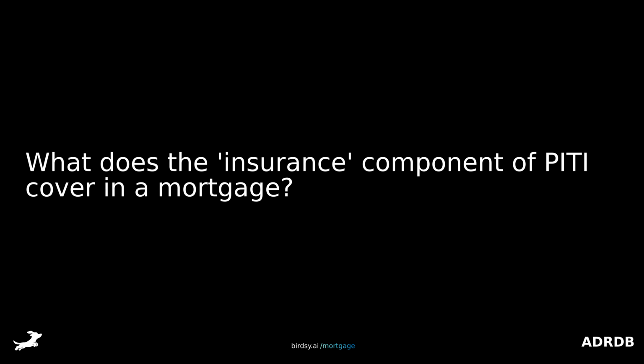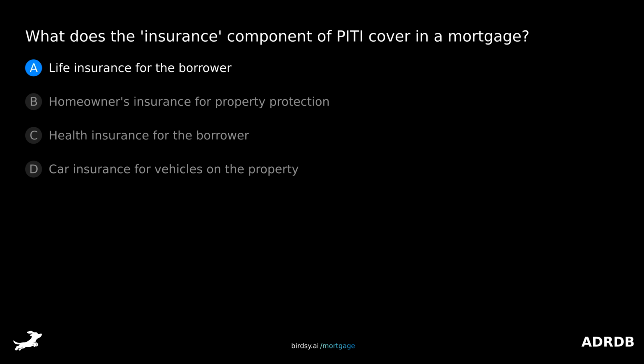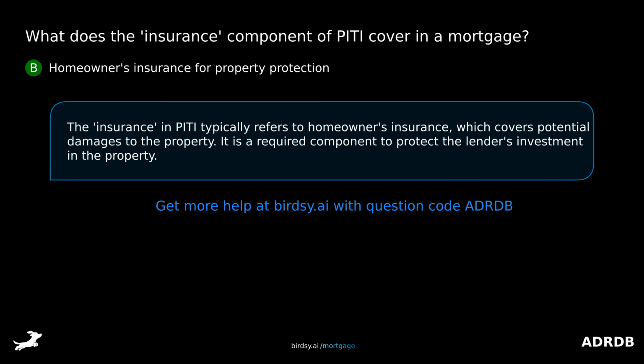What does the insurance component of PITI cover in a mortgage? Is it A, life insurance for the borrower, B, homeowner's insurance for property protection, C, health insurance for the borrower, or D, car insurance for vehicles on the property? The answer is B, homeowner's insurance for property protection. The insurance in PITI typically refers to homeowner's insurance, which covers potential damages to the property. It is a required component to protect the lender's investment in the property.